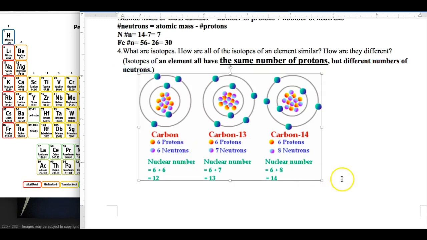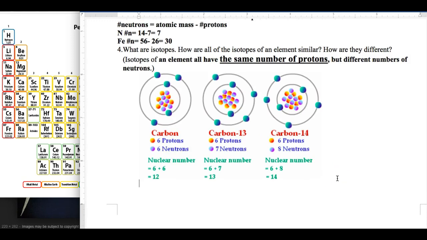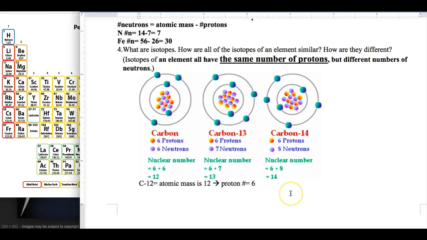Okay? So if we look over here, a regular carbon, or we can call it carbon 12, this 12 part is talking about the atomic mass is 12, right? We know the proton number of carbon is always 6. If you look on here, carbon right here has 6 protons. It will always be 6. But if our atomic mass is 12, what is our neutron number?